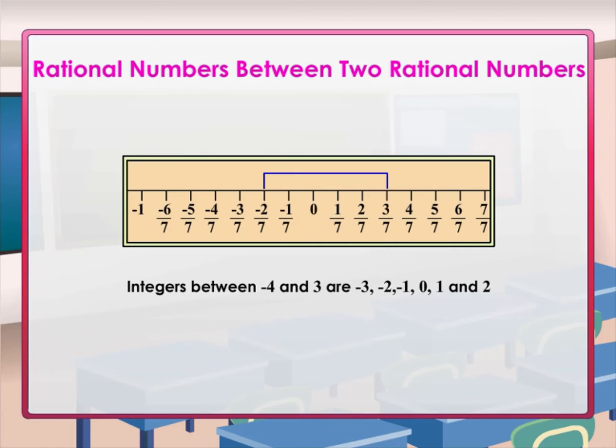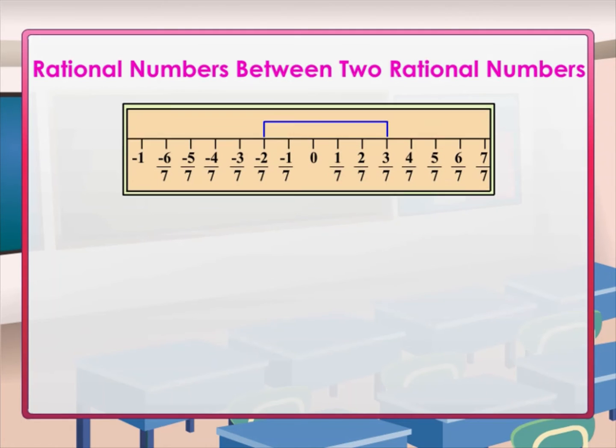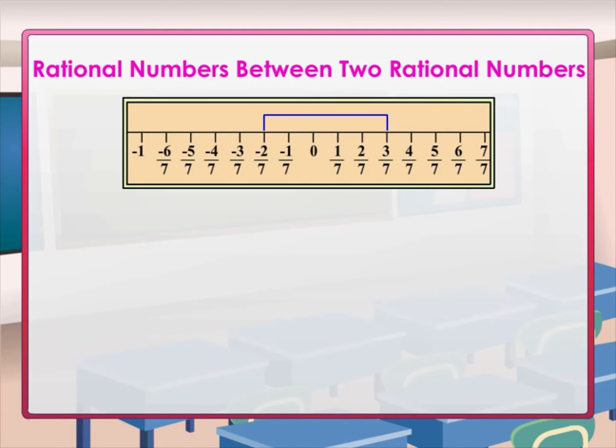Obviously, there are 4 rational numbers between -2/7 and 3/7. They are -1/7, 0, 1/7, and 2/7. Is it correct? Are there only 4 rational numbers between -2/7 and 3/7? No. You've also learnt in your earlier class that there are infinite number of rational numbers between two rational numbers. Now let us find rational numbers between 2/7 and 3/7.